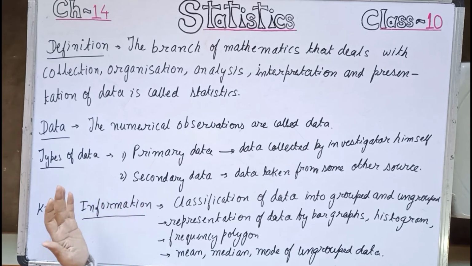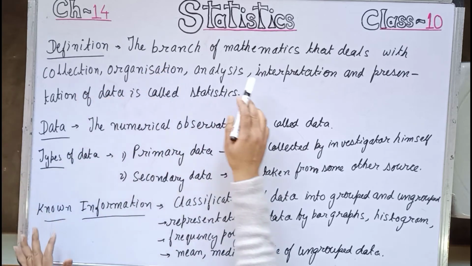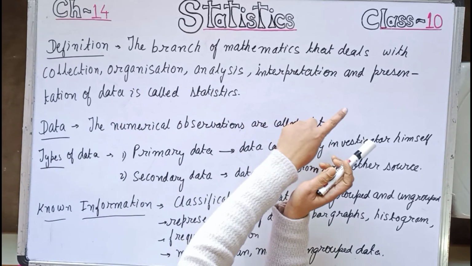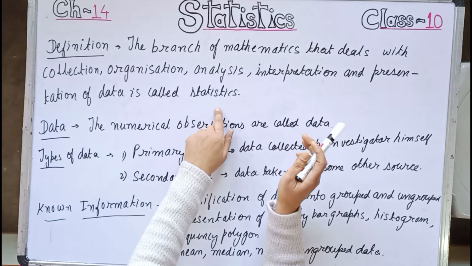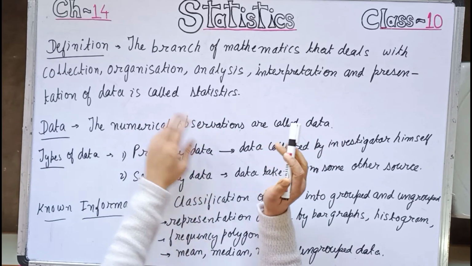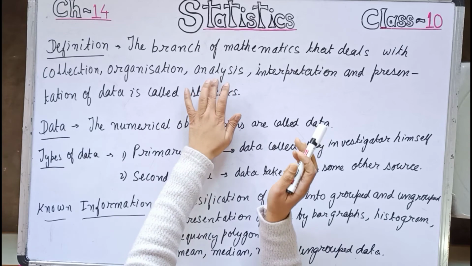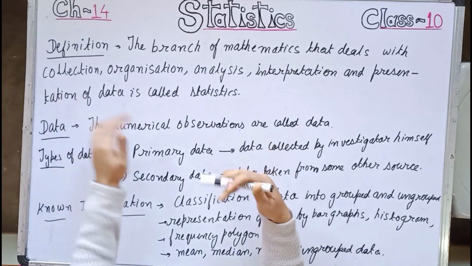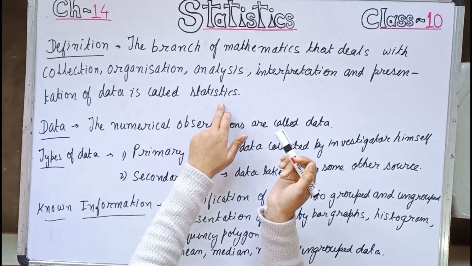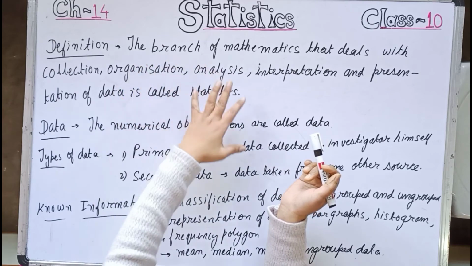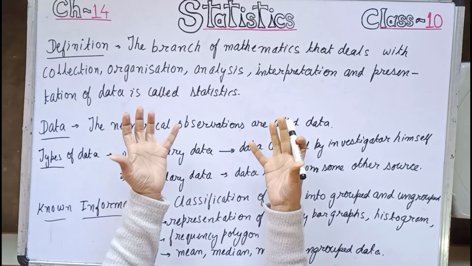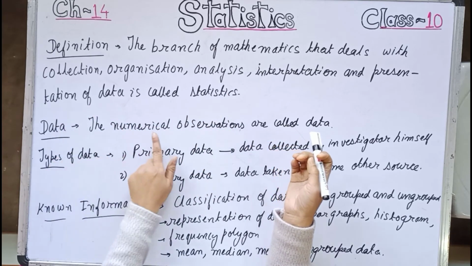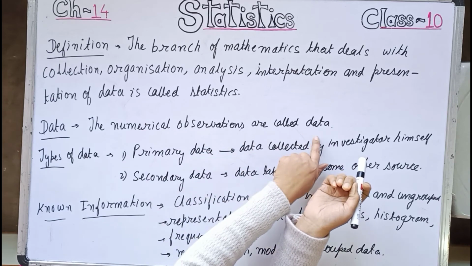Now let us start with the definition of statistics. The branch of mathematics that deals with collection, organization, analysis, interpretation, and presentation of data is called statistics. That is, a raw data which we collect, then we organize, we analyze, we interpret what type it is, and then we present it. This whole process is called statistics. So what is data? The numerical observations are called the data.